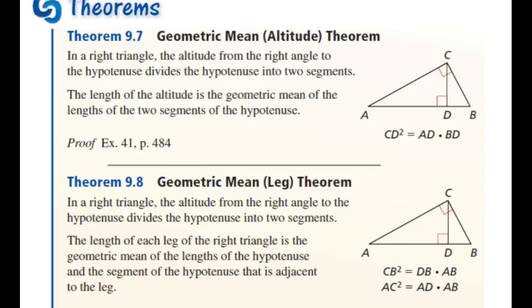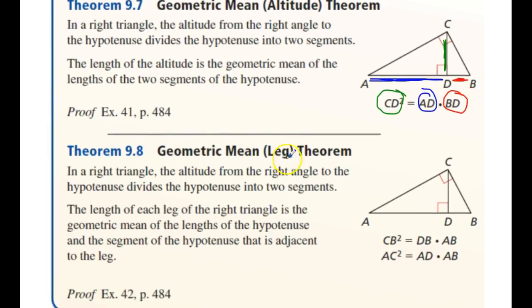Let's go ahead and color these just so we can see what we're looking at. So this squared is equal to my AD, which is part of the line that it intersects, times DB, which is right here. So I see this squared equals these two multiplied. Now let's look at the geometric mean leg theorem. In a right triangle, I'm still dealing with my right triangle, my altitude cuts my hypotenuse into two segments again. So the length of each leg of the right triangle is the geometric mean of the lengths of the hypotenuse and the segment of the hypotenuse that is adjacent to the leg.